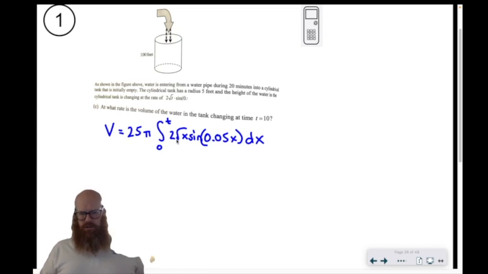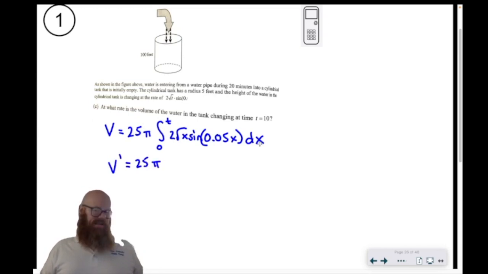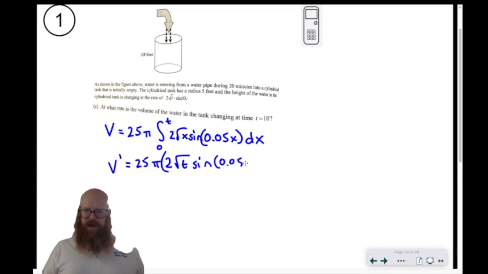So what we want to do is figure out the rate at which it's changing, which is the derivative of this. So V prime is 25 pi, and then the derivative of this integral, by the Fundamental Theorem of Calculus Part 2, puts you back at the integrand, but the x's get replaced with t's. So we multiply by 2 root t sine of 0.05t.